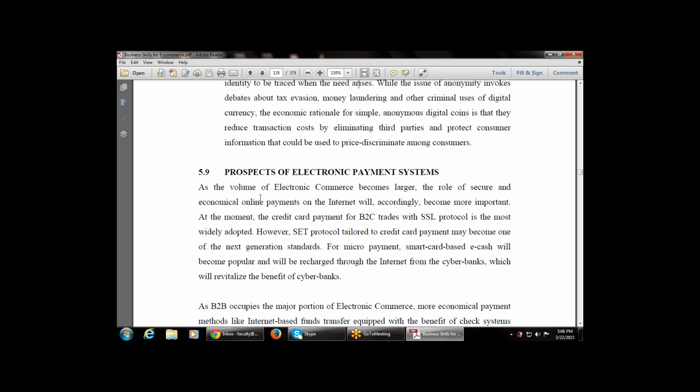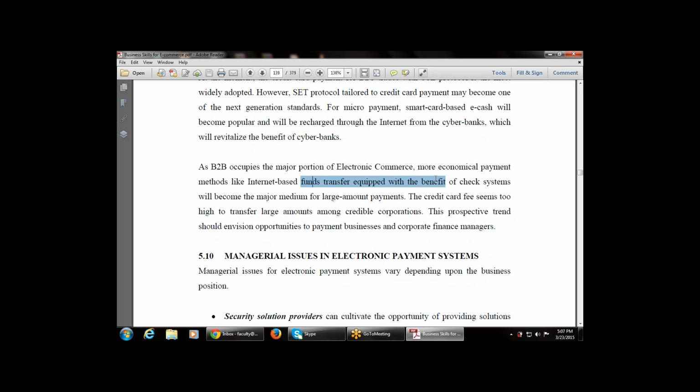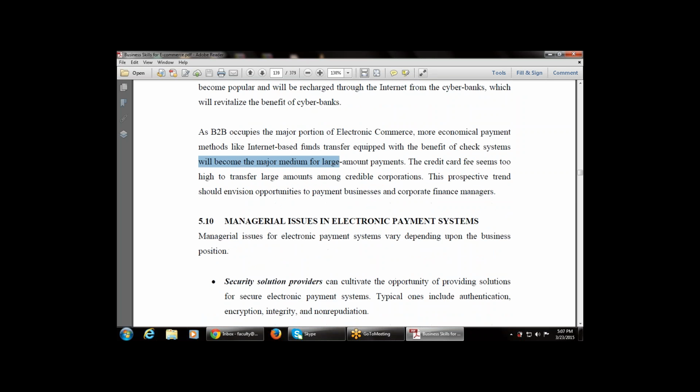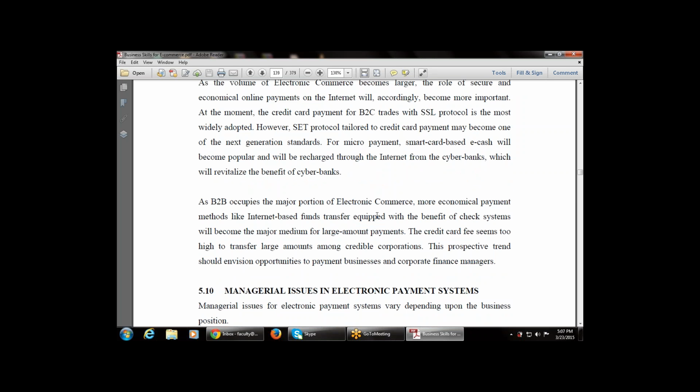For micropayments, smart card based e-cash will become popular and will be recharged through the internet from the cyber banks, which will revitalize the benefits of cyber banks. And whenever B2B occupies a major portion of e-commerce, more economical payment methods like internet-based funds transfer, equipped with the benefit of check systems, will become the major medium for large payment systems. So this line says whenever the role of e-commerce increases, the role of security also increases, and that must be included with the e-payment system.